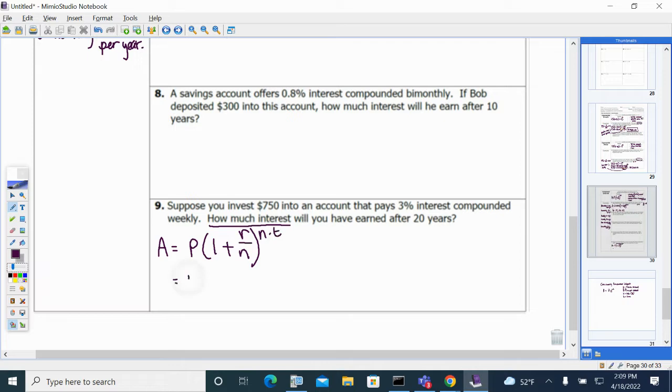So the principal amount is $750. 1 plus the rate is 3%, which would be 0.03. Compounded weekly. So weekly is 52 times per year. So N equals 52. And then N again is 52 times the T, and that would be 20 years. So let's plug that into the calculator.